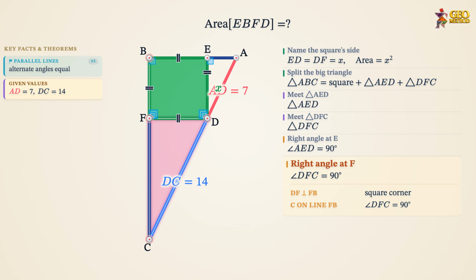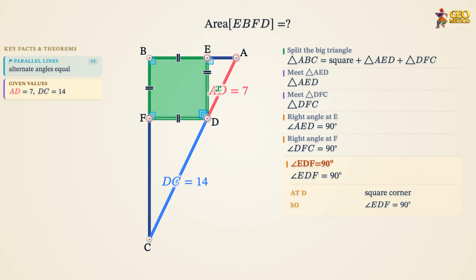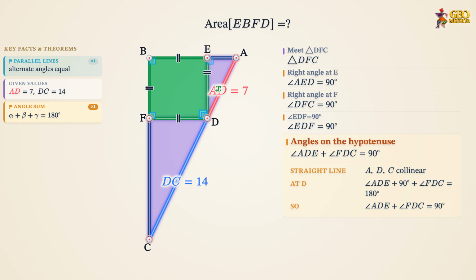At corner D, the two square edges segment DE and segment DF meet, and being a square, that corner is 90 degrees. This 90-degree wedge sits right on the straight hypotenuse, which is the key to the next step. Points A, D, and C are collinear. After the right angle of the square at D uses one right angle, the two acute angles ADE and FDC are complementary and together make 90 degrees.